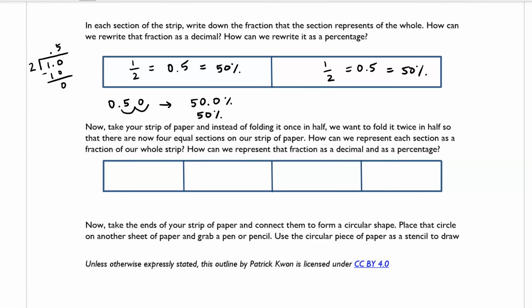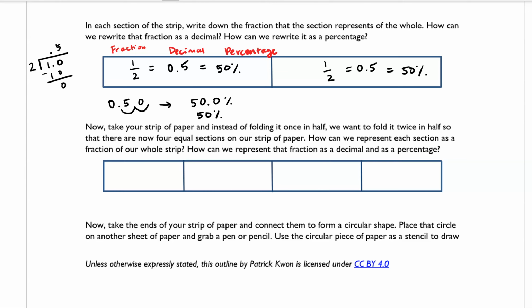So these are 3 different representations of the same value. So we have fraction, we have decimal, and we have percentage. Again, they're just 3 different representations, but they are all equivalent to the same thing.